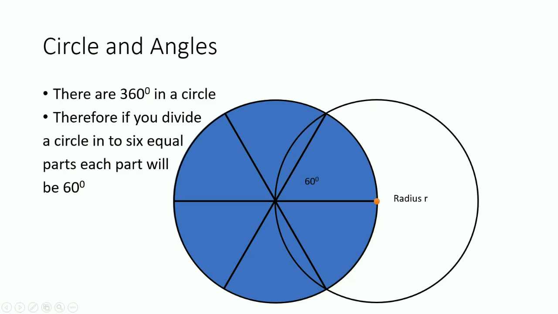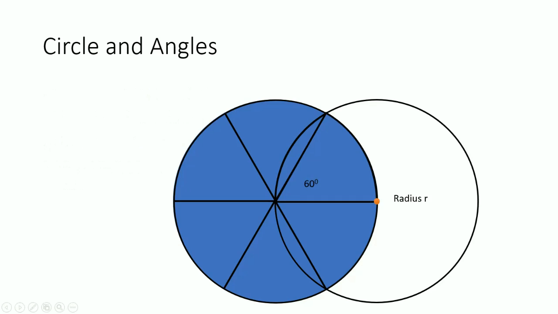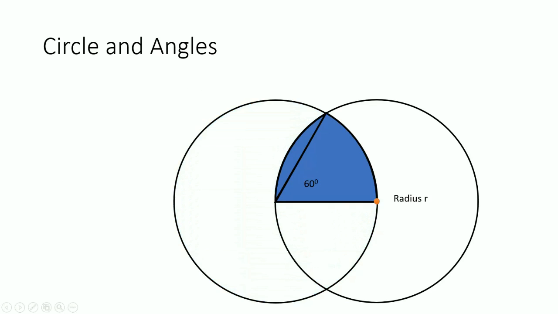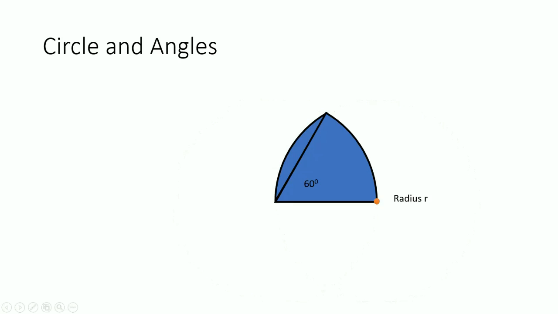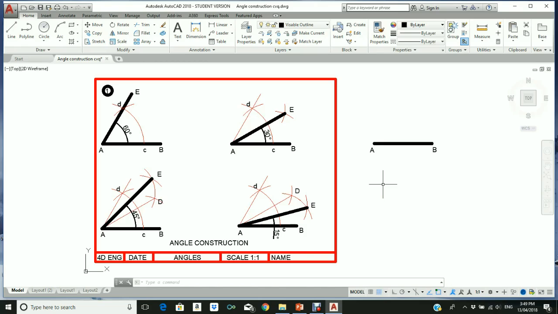So let's strip away everything else and see how it looks. Alright, so basically my two circles, and this is the 60-degree angle. So I'm going to take away the rest of my circle. And this construction here gives you 60 degrees. Okay, so now we're ready to begin.